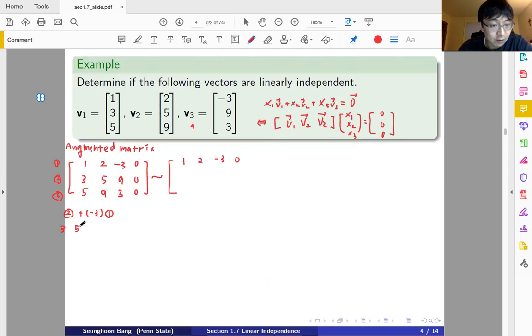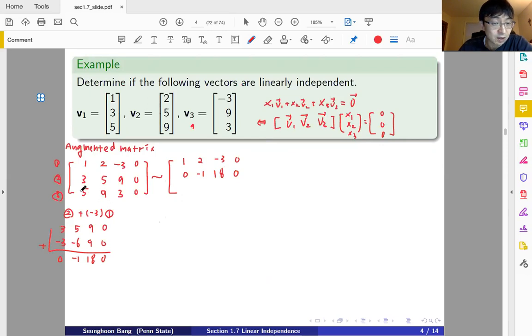3, 5, 9, 0 is the second row. The negative 3 times the first row. The negative 3 times 1 is negative 3. The negative 3 times 2 is negative 6. The negative 3 times negative 3 is positive 9. The negative 3 times 0 is 0. And add. So we have 0, minus 1, 18, 0. So like this. The next one.